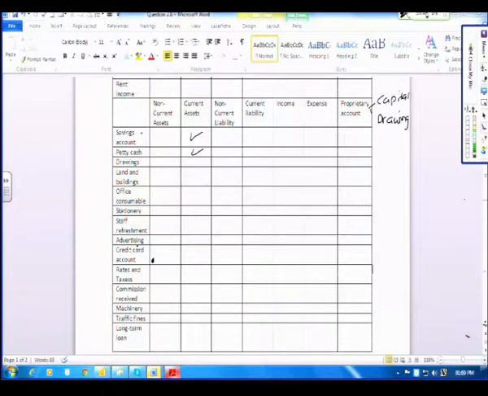So what about the drawings account? We said drawings and capital belong to the proprietary account, because a proprietary account is for the transactions between the business and the owner of the business. So our drawings will actually belong here.